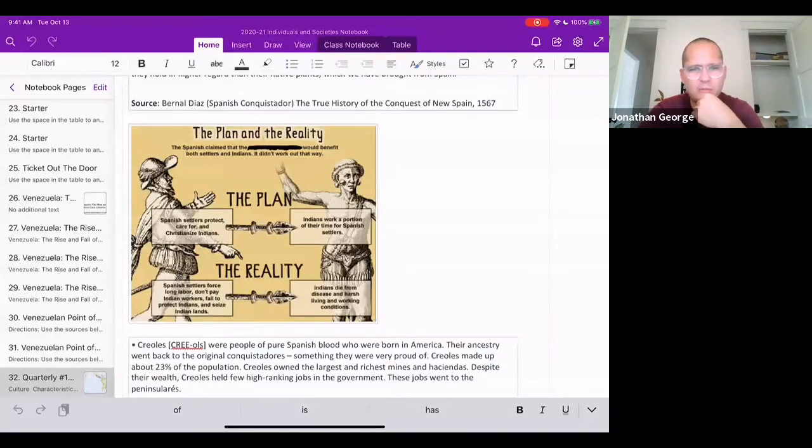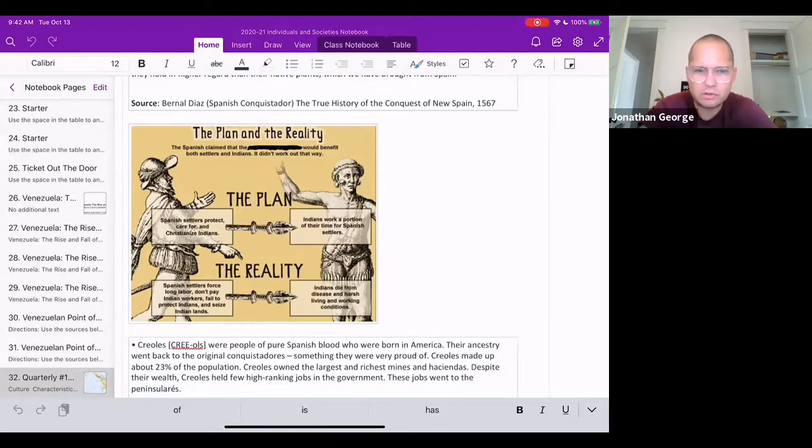It's another vocab word. All right. And you can kind of see the difference between them. The plan is on the top, and then the reality is on the bottom. Okay, the encomienda system. Encomienda system. So if you look, Spanish settlers are supposed to protect, care for, and share their faith with the natives. But in reality, forced long labor. They don't pay them, they don't protect them, and they take their land.